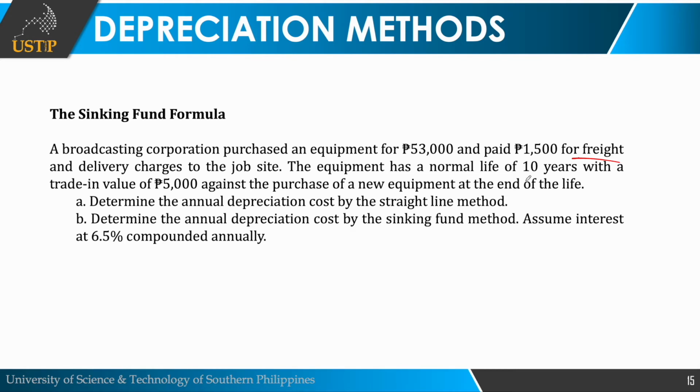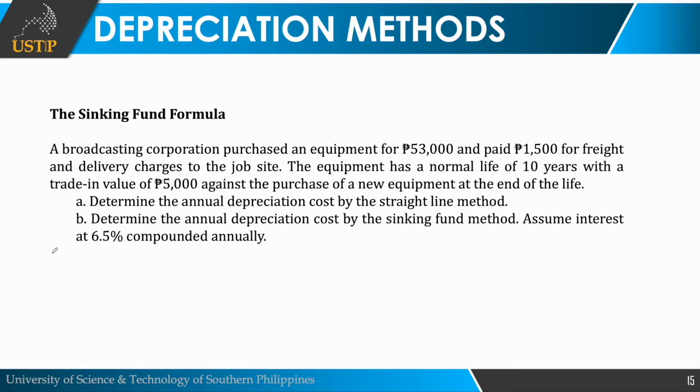So, the equipment has a normal life of 10 years with a trade-in value of 5,000 against the purchase of a new equipment at the end of the life. First, we need to determine the annual depreciation cost by straight line method, and then the annual depreciation cost by the sinking fund method. We assume interest at 6.5% compounded annually. Alright, so same class.